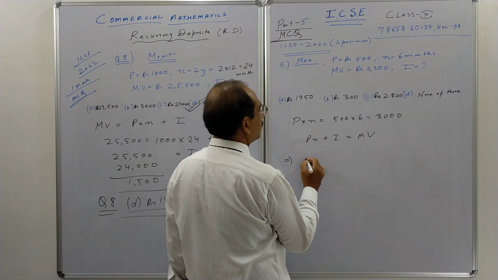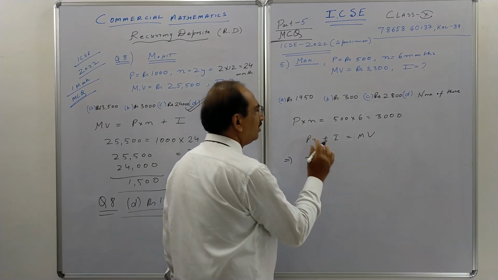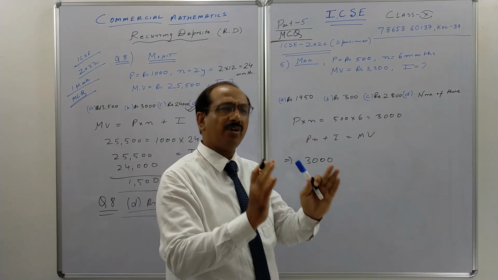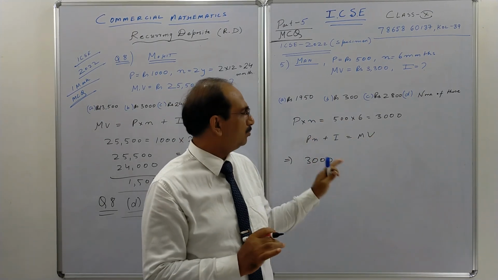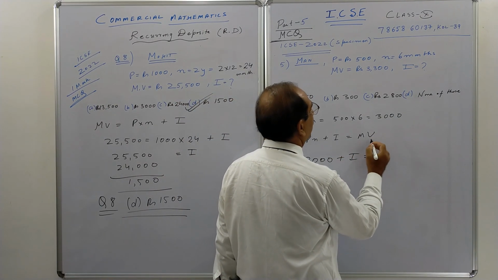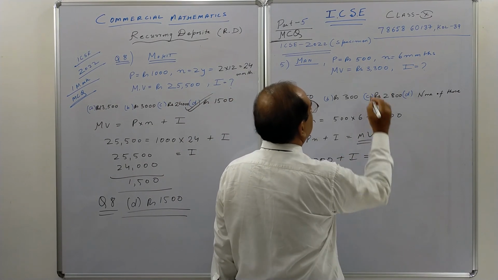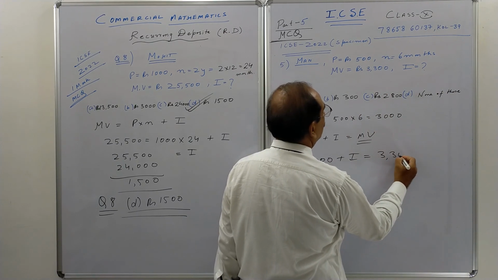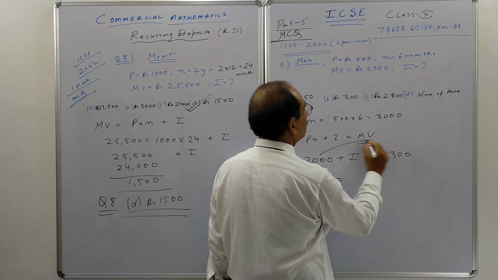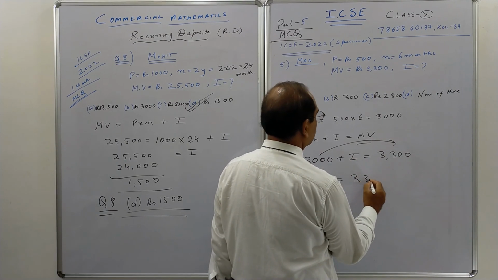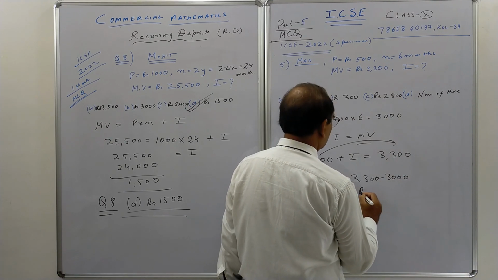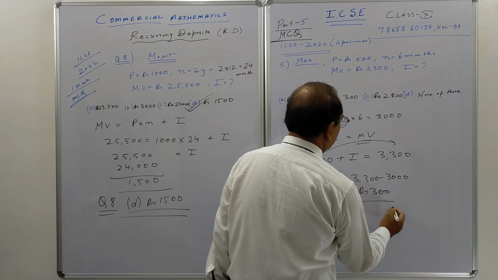His money, if you see, is 3000. Very simple: 6 months, 500, 500, 500, 500. For 6 months, he pays 3000 plus bank gives interest, which we have to find. And bank pays him back rupees 3,300. So interest, children, this goes to that side: 3,300 minus 3,000. So bank pays him rupees 300.